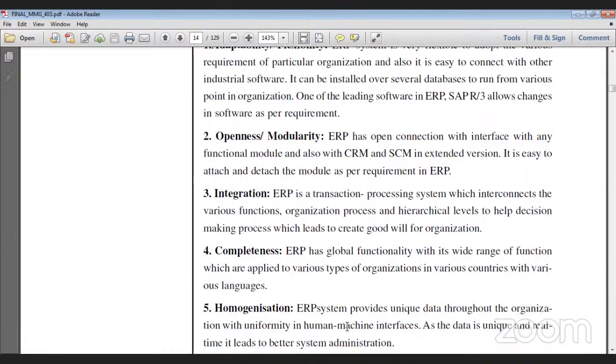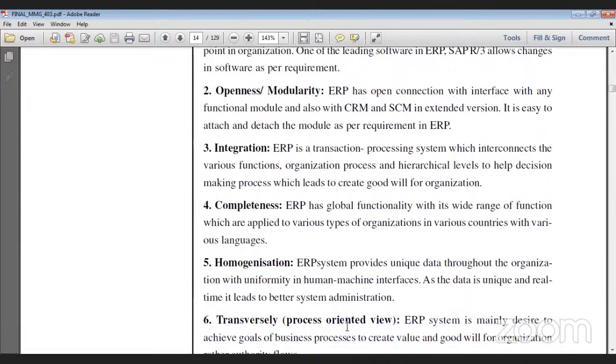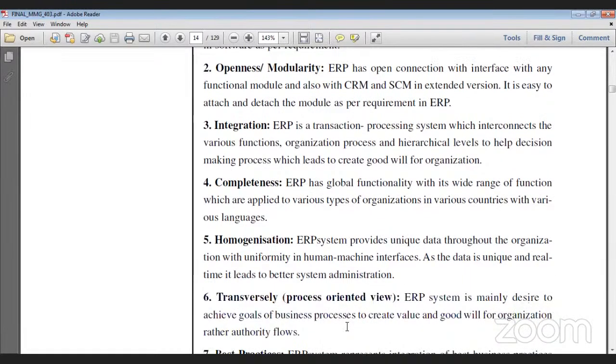There is the fifth point of homogenization. Here the ERP system provides unique data throughout the organization with uniformity in human machine interfaces also. As the data is unique and real time, it leads to better administration also. Then the sixth point is transversality, or process oriented view. It means the ERP, enterprise resource planning system, is mainly designed to achieve goals of business process and to create value for the organization rather than authority flows also.